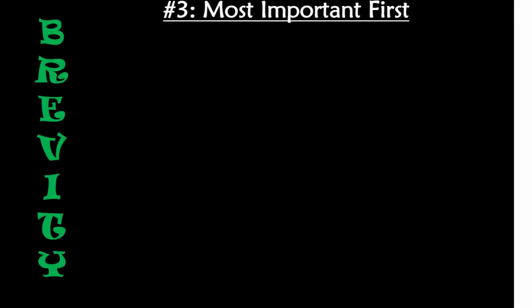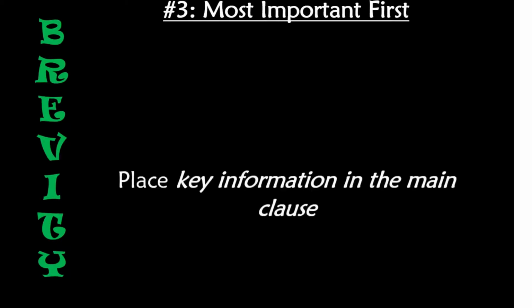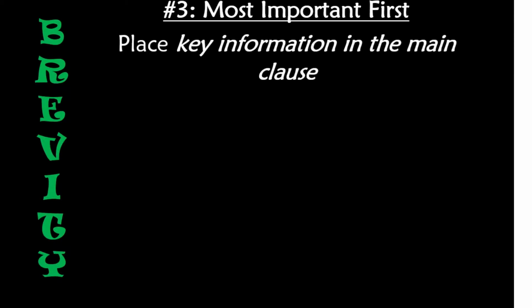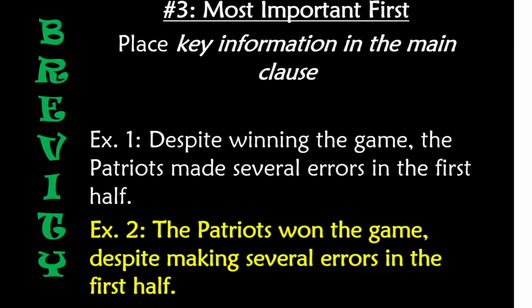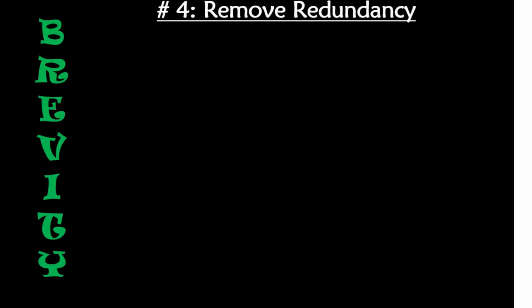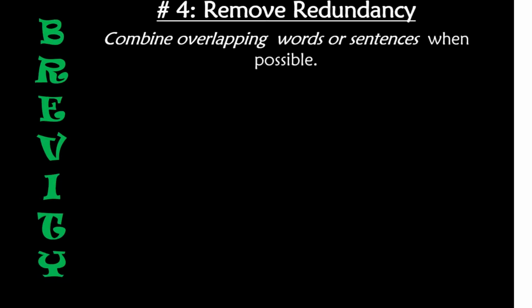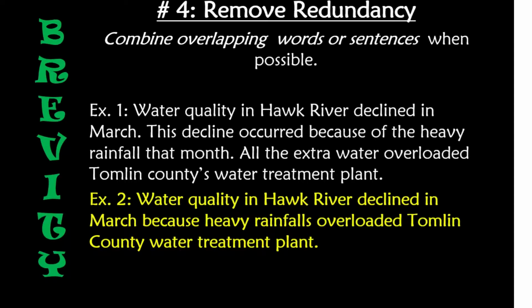Number 3. Most important first. Place key information in the main clause. Example in yellow text is under this principle. Number 4. Remove redundancy. Combine overlapping words or sentences when possible. Example in yellow text is under this principle.